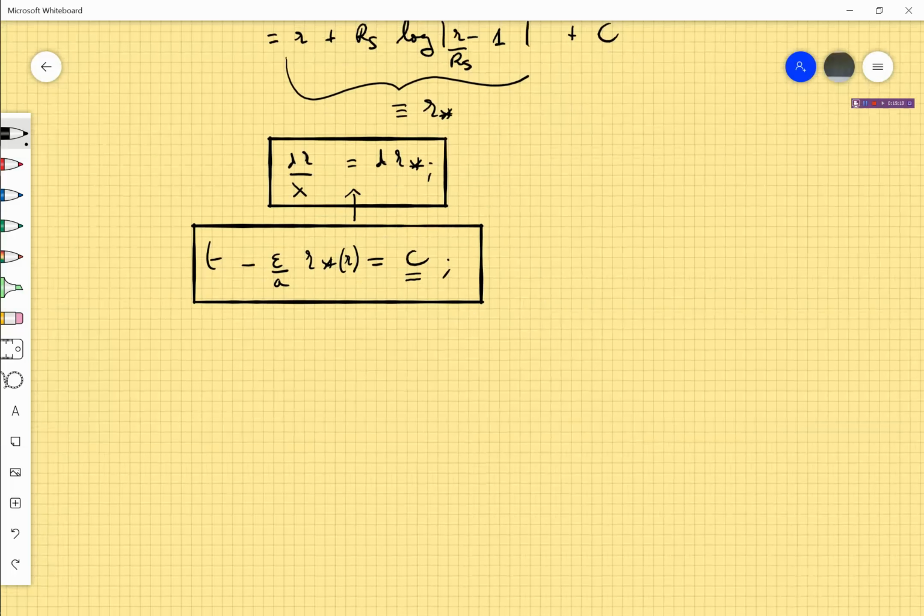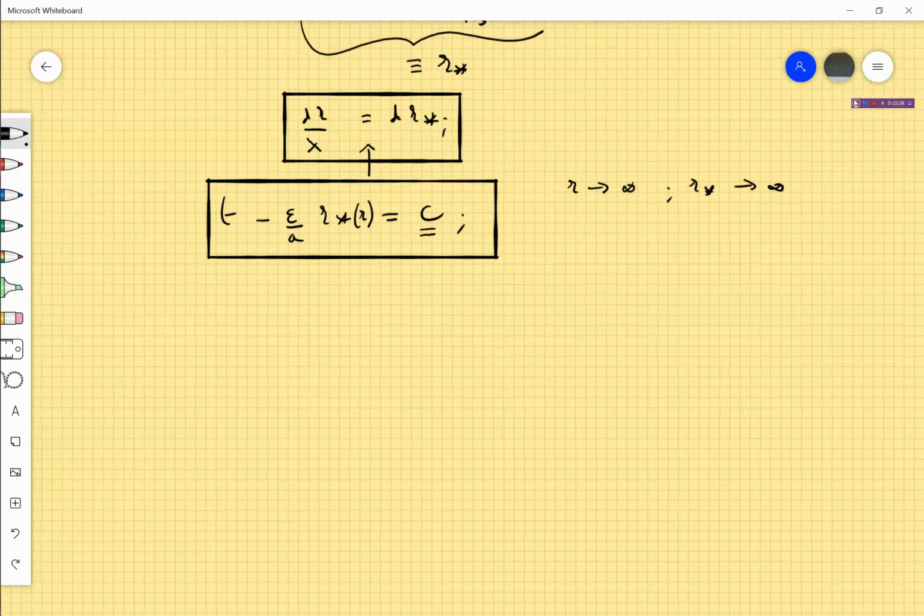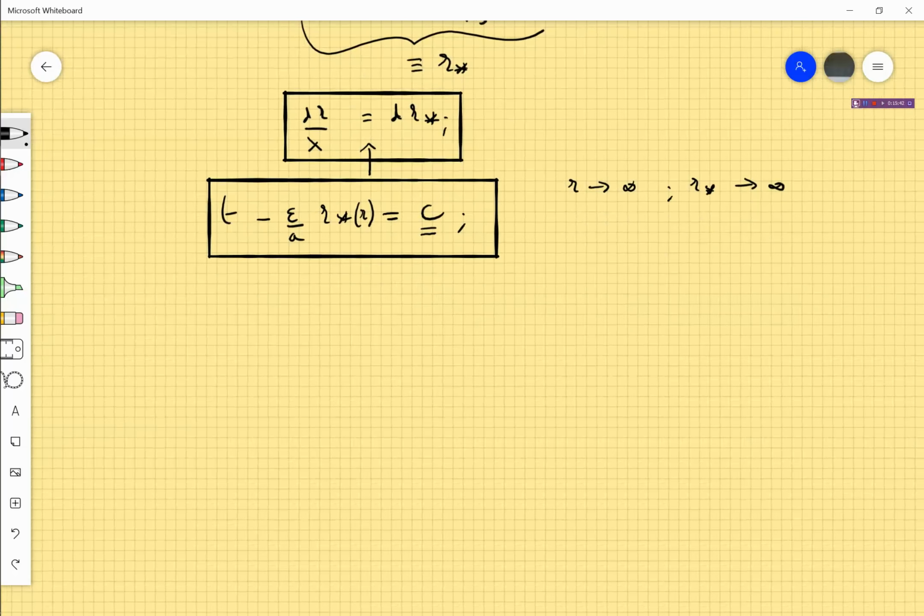geodesics. Observe that when r goes to infinity, r star goes to infinity. So growing r means growing r star, at least in the exterior part of the geometry. Then, motivated by the example and so on, if you study ingoing light rays, ingoing means that r dot has to decrease.